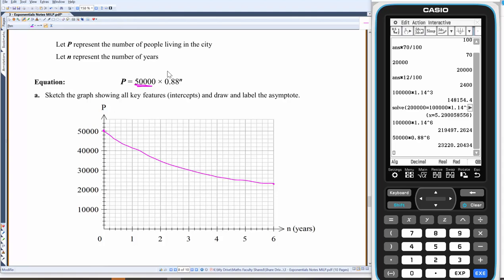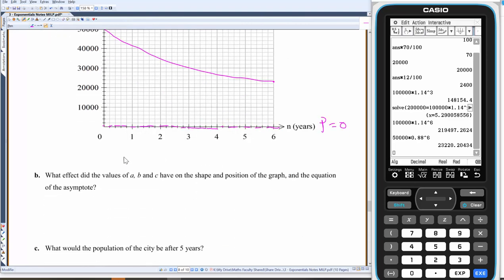Okay, our asymptote. Well, because it's plus 0 on the end of that, it doesn't go either up or down, which means that our y-asymptote, p equals 0. It doesn't move up or down.